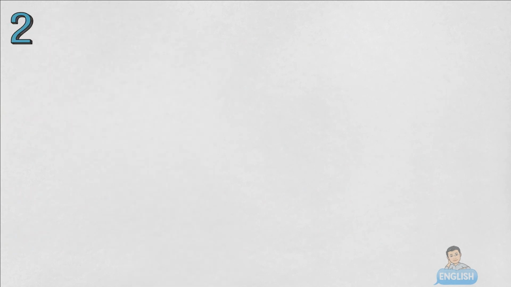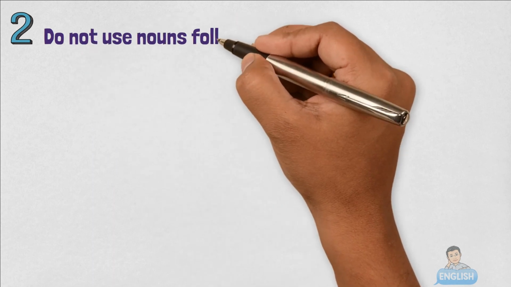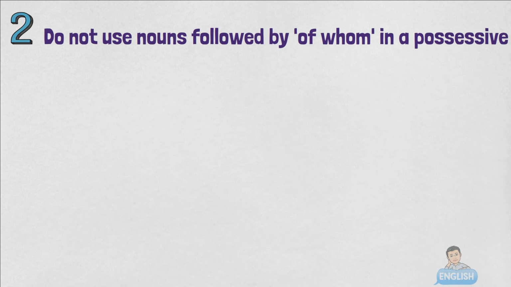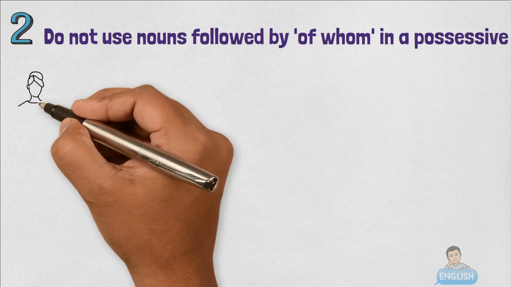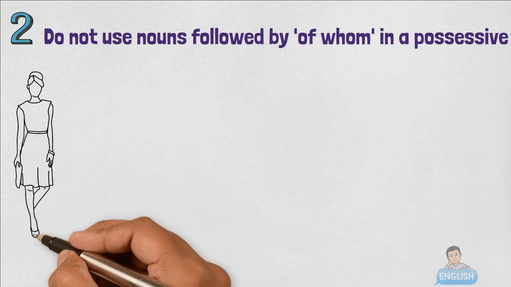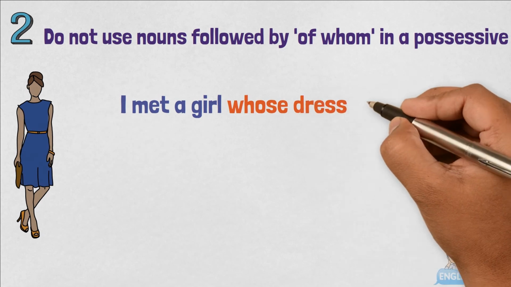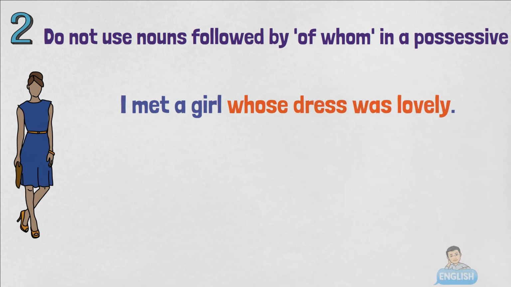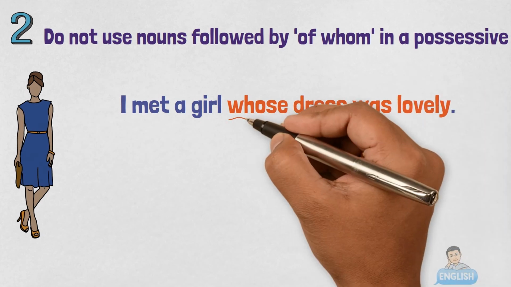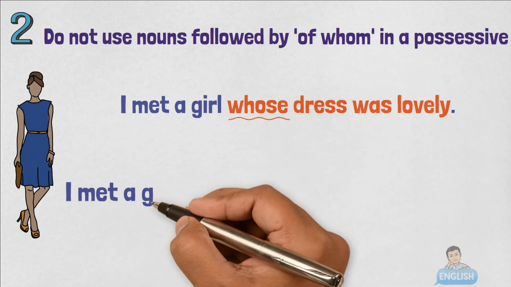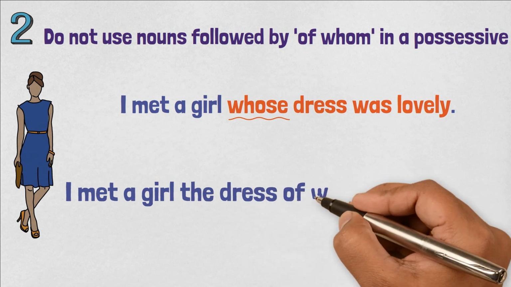Point number 2. We do not normally use nouns, followed by of whom, in a possessive sense. For instance, I met a girl whose dress was lovely. Not, I met a girl the dress of whom was lovely.